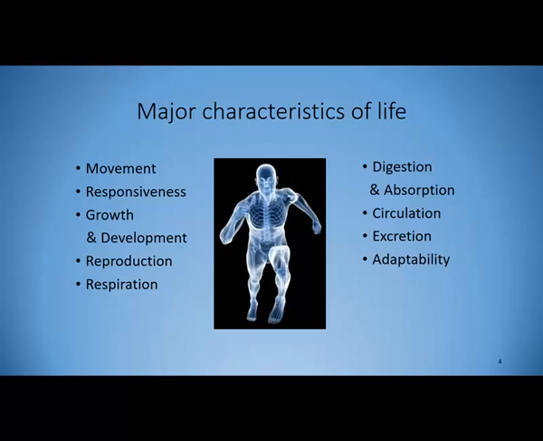Responsiveness is the ability to sense changes inside or outside of the body and react to it. Growth and development, get bigger or get more specialized. Reproduce, have offspring, make new individuals, or do mitosis if you're just a cell. Respiration is the ability to obtain oxygen and get rid of carbon dioxide. Digestion is the breakdown of food substances chemically, which then can be used by the body or the cell. Absorption, uptake of these chemicals through a membrane.